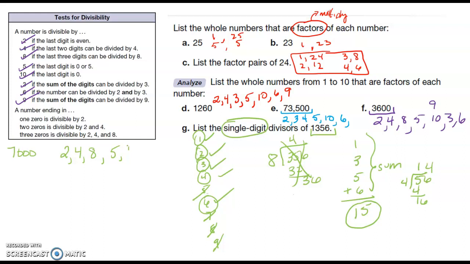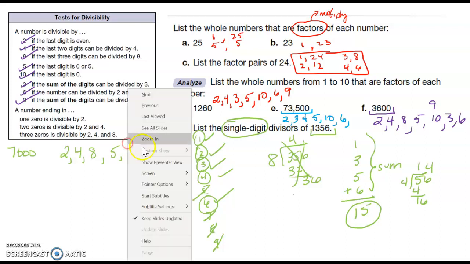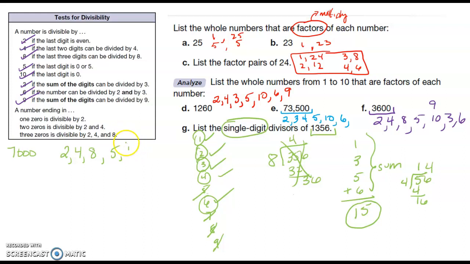3. If the sum of the digits can be divided by 3. So the sum of the digits is 7. That cannot be divided by 3. So 3 is not going to work, which means 6 isn't going to work, and 9's not going to work. So this is as far as it's going to get. You could include 1 in here, but 1 could be included for any of them.